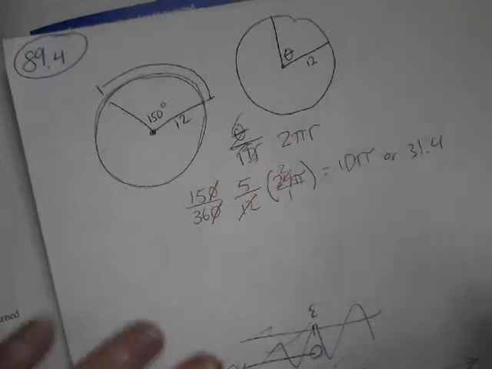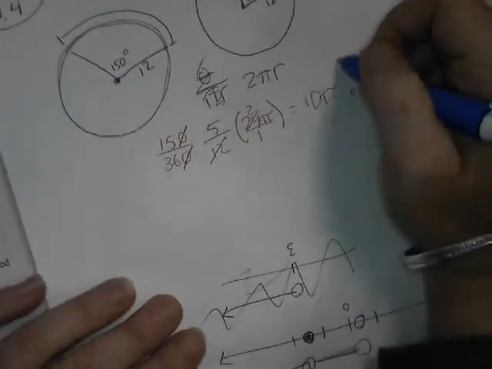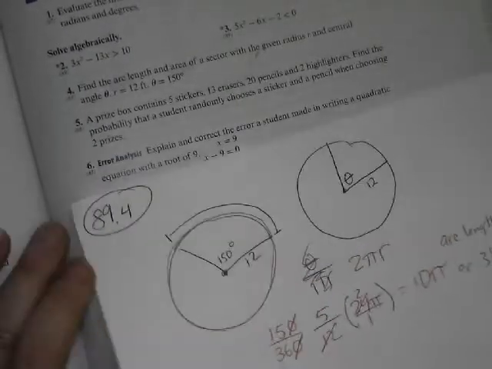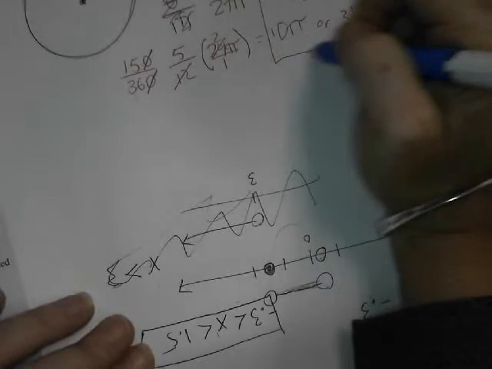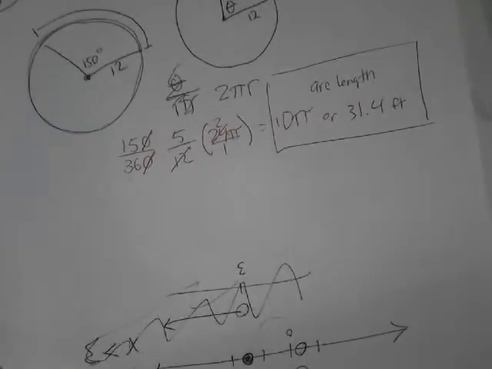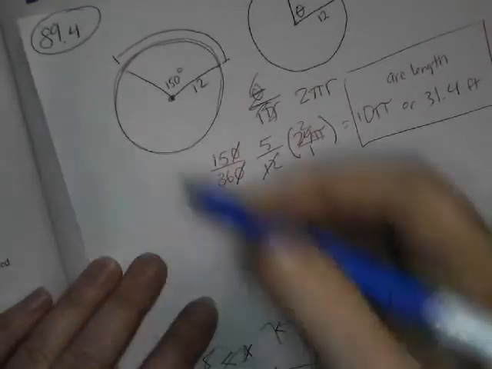Is that what they asked me for? They asked me for a couple different things. Find the arc length and area. Now these were, I think, feet, and I didn't label it. Okay, so there it is. That's the arc length. So now let's find the area.